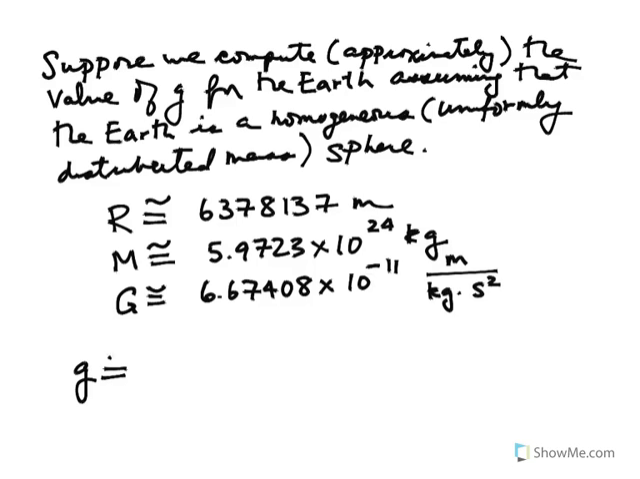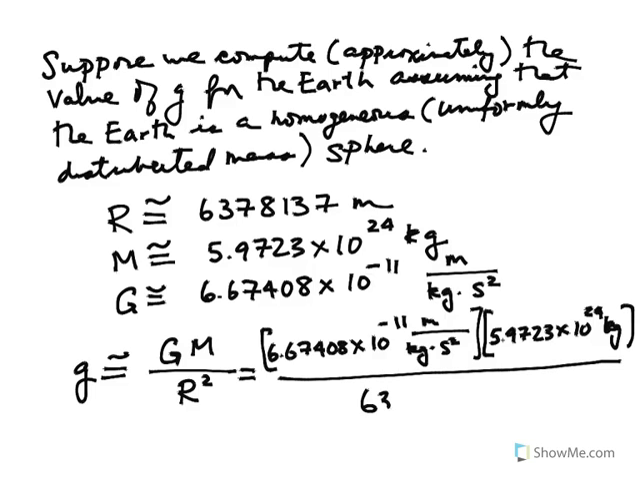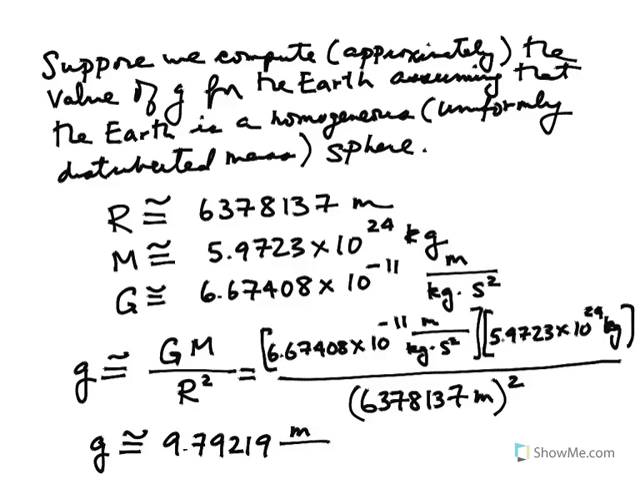So if I plug in to g, I get g is equal to capital G times M, all divided by R squared, which is equal to 6.67408 times 10 to the minus 11 meters per kilogram seconds squared, times the mass of the Earth, which is 5.9723 times 10 to the 24th kilograms, all divided by 6,378,137 meters squared, which results in g being approximately 9.79219 meters per second squared.